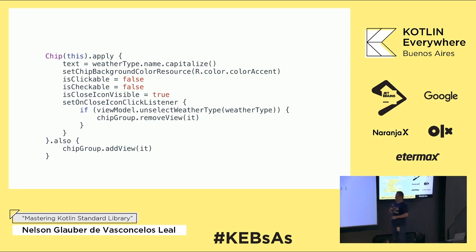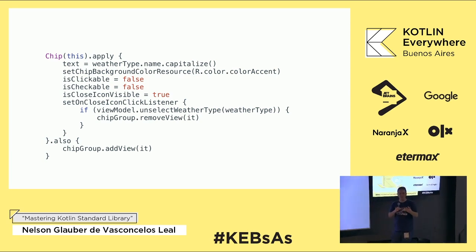Okay? So you can ask me, Nelson, can I add this chip group add view inside of the apply block? Yes, you can. But this is, again, the reason we create scope functions. In the first scope, we are initializing the object. And in the other scope, we are adding the object to the chip group. Okay? So this is the reason that Florina made the talk about idiomatic Kotlin. Here, we are making our code more idiomatic. We are creating and also adding the object to the chip group. Okay?